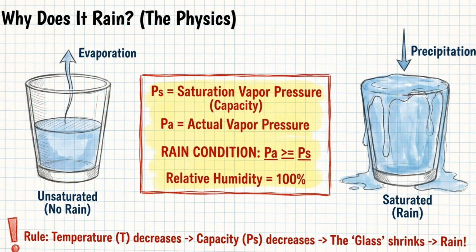Have you noticed? Hot afternoon, no rain. Evening becomes cooler. Suddenly rain starts. Why? Because the air cooled down. The glass shrank. Overflow happened. That's precipitation. So rain is not magic. It's just physics. When temperature falls, the air's capacity shrinks and the sky overflows. That's it. Simple.